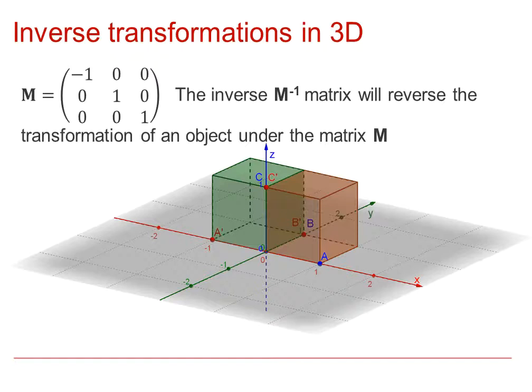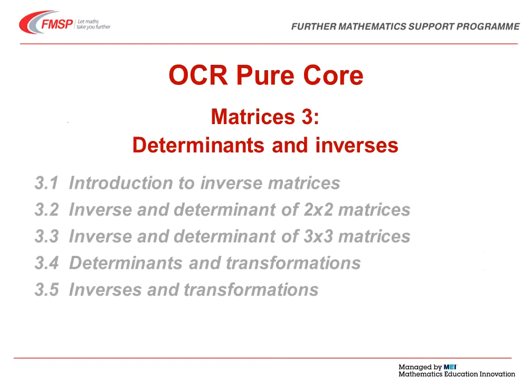So, for example, the matrix M equals (-1, 0, 0, 0, 1, 0, 0, 0, 1) is a reflection in the yz plane, as seen by the brown unit cube reflected to being the green unit cube. The geometrical inverse of this transformation would be a reflection back in the yz plane, and you may wish to check this for yourself by multiplying. This is the last video of this third matrices series.